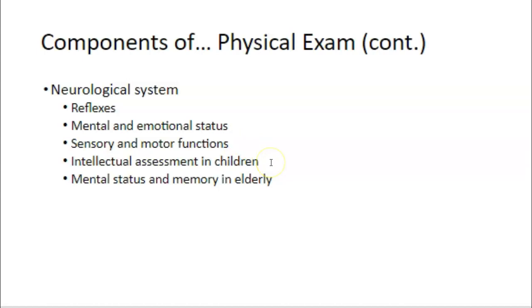Frequently, when you're dealing with pediatrics, they will do not only developmental exams, behavioral exams, as well as an intellectual assessment in children. And then when you're dealing with the elderly, you have to always think about memory issues and mental status. And so these may also be done in an elderly patient to make sure that they don't have the beginning onset of Alzheimer's or something else. Okay.